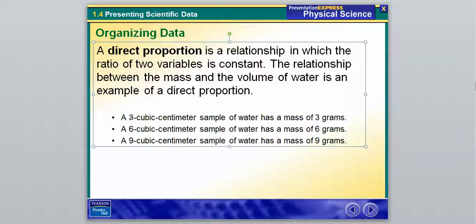The example here: a 3 cubic centimeter sample of water has a mass of 3 grams. So direct proportion right there, 3, 3. And then if we keep going, a 6 cubic centimeter sample has a mass of 6 grams. Again, directly proportional to one another, 6 and 6, and it's the same with 9 and 9. So direct proportion is when the two things that we're measuring are directly related to one another, they stay constant. When one is 3, the other is 3. When one is 6, the other is 6. When one is 9, the other is 9. So that is how we map a direct proportion.